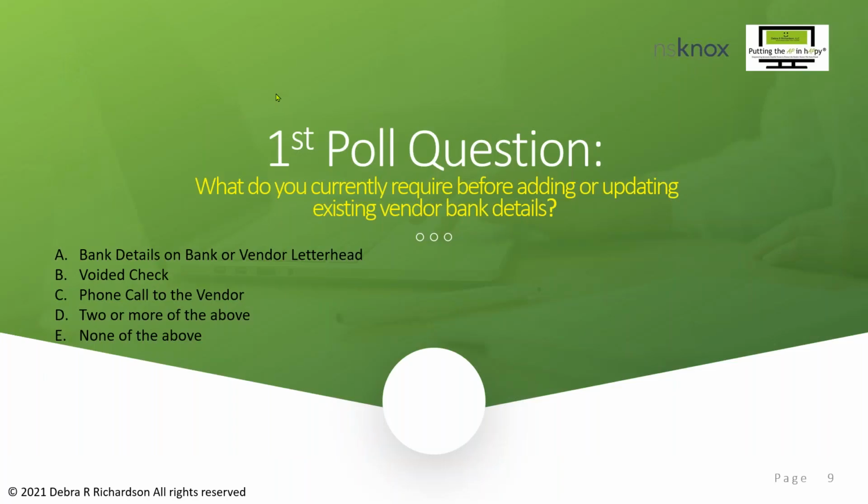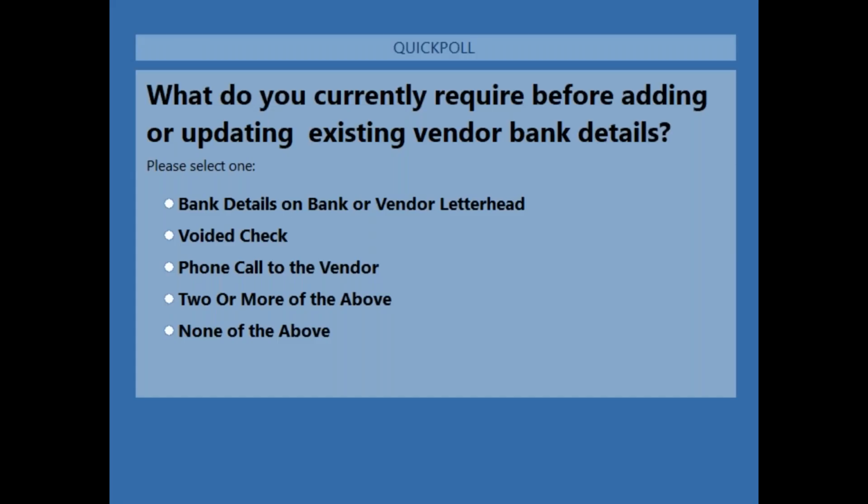Okay. But before we get to that, I am going to go ahead and launch the first poll question. And that question is, what do you currently require before, let me get that launched. Okay, you should see that now. So what do you currently require before adding or updating existing vendor bank details?